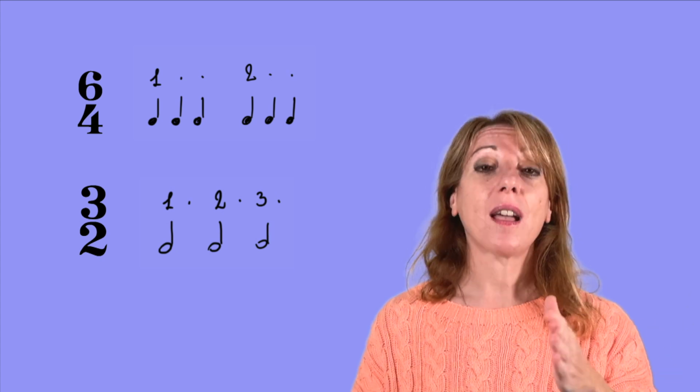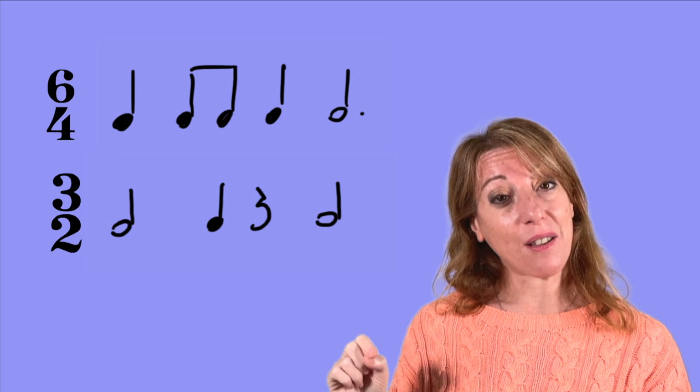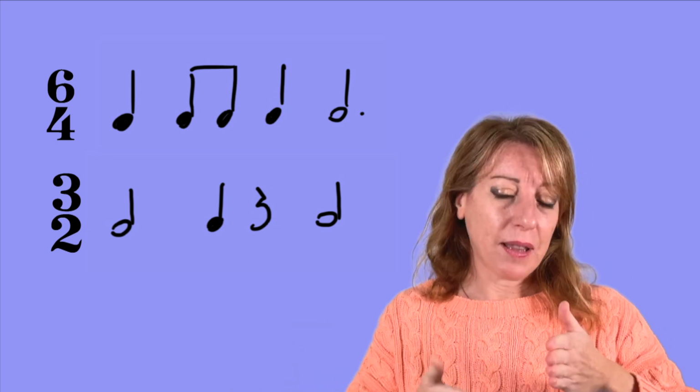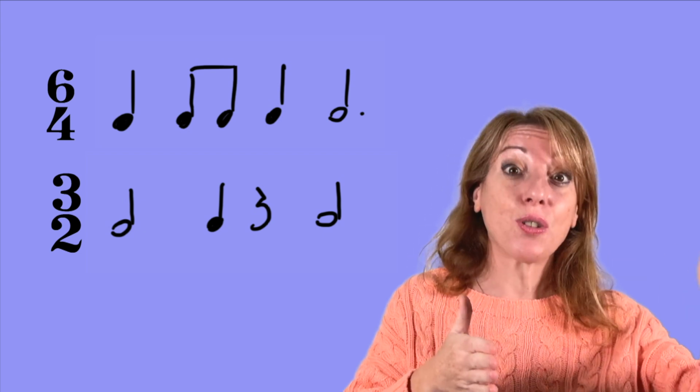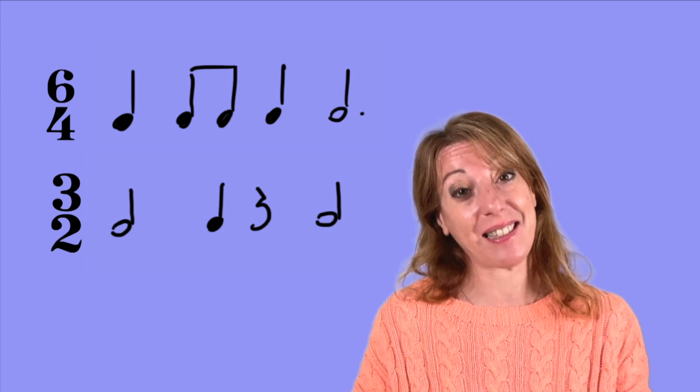So it's 1 and 2 and 3 and. We need to get to the number 3. 1 and 2 and 3 and. So this is a bar in 6/4 and this is a bar in 3/2. You can see the difference. It's totally different. If you think that there will be a moment, 1 and 2 and, or 1 and 2 and 3 and, you can see that it makes a huge difference. And now you know it.